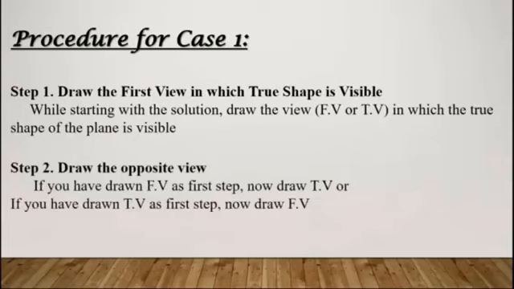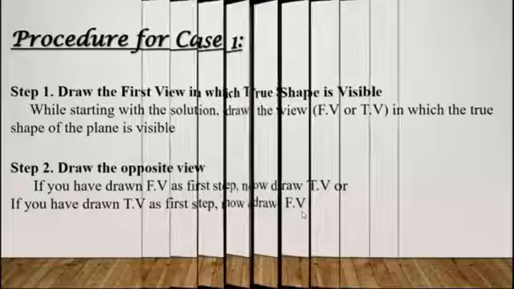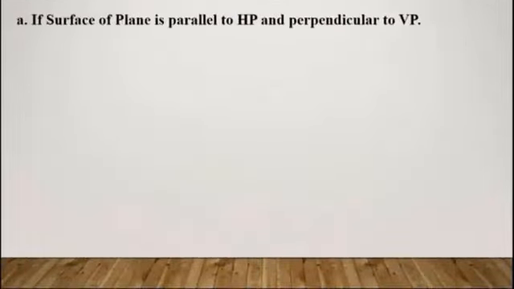Second step, draw the opposite view. Means if you have drawn front view as your first step, now draw the top view. And if you have drawn the top view first, then now draw the front view. Now sub case 1, if surface of plane is parallel to HP and perpendicular to VP.